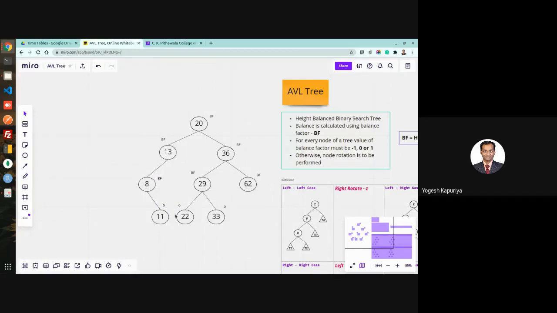Fine. So next, level up. Let's calculate the height of these nodes. What is the height of this? Oh, sorry, balance factor of this node? What will be the balance factor of this node?